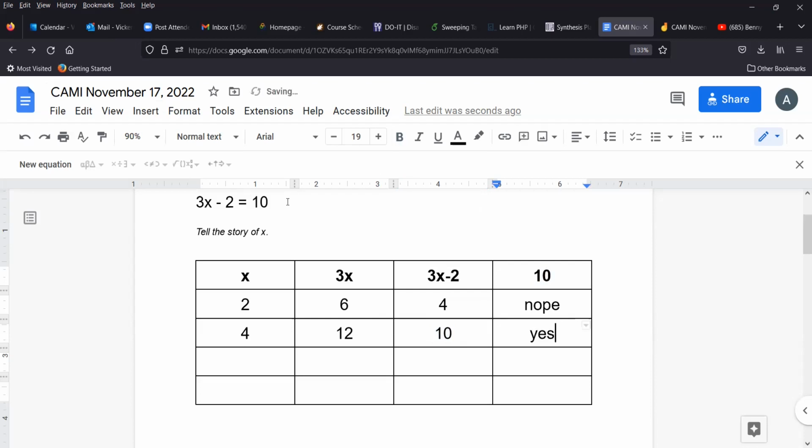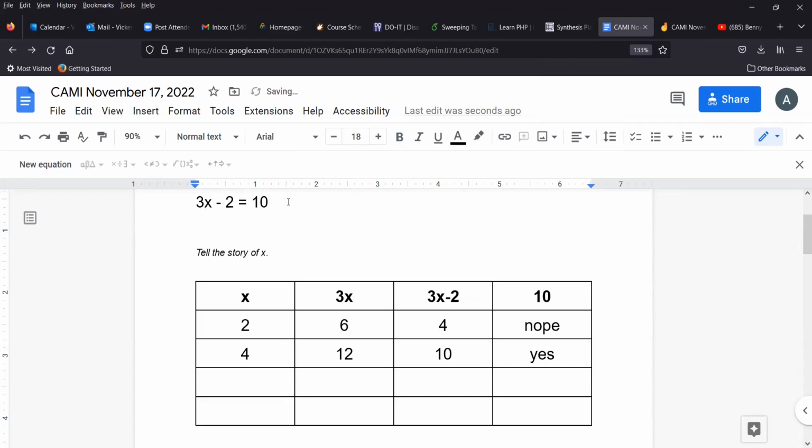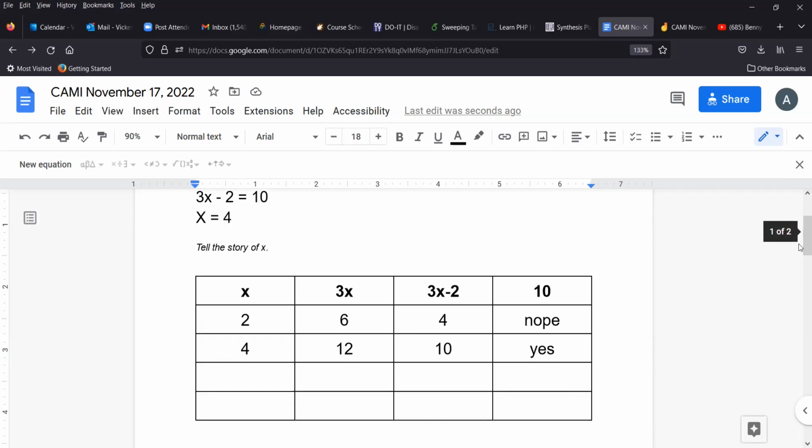So in the equation 3x minus 2 equals 10, we've solved the equation to say that x equals 4. We got this in 2 tries, maybe because Combe knows some things about how math works. Sometimes it takes more tries. But this is just an introduction to how it works. So does anyone have any questions about what a story table is and how it works?